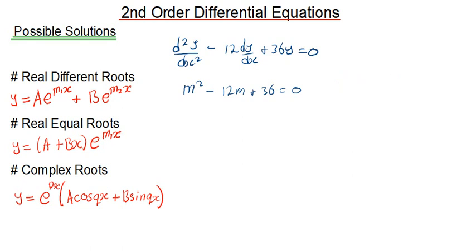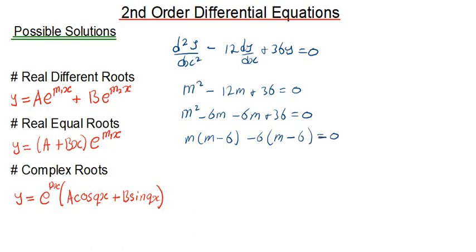So here I'm going to have m squared minus 6m minus 6m plus 36 is equal to 0. So I'm going to have m here, m minus 6, and minus 6 here, that would be m minus 6. So this is simply m minus 6 by m minus 6 is equal to 0. So you can write this as m minus 6 squared is equal to 0, which indicates that your m1 and your m2 are equal. So you have real equal roots.